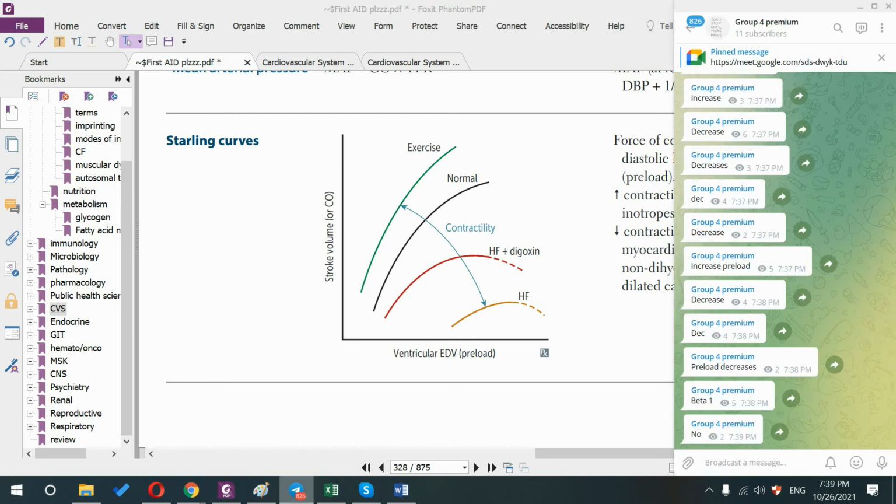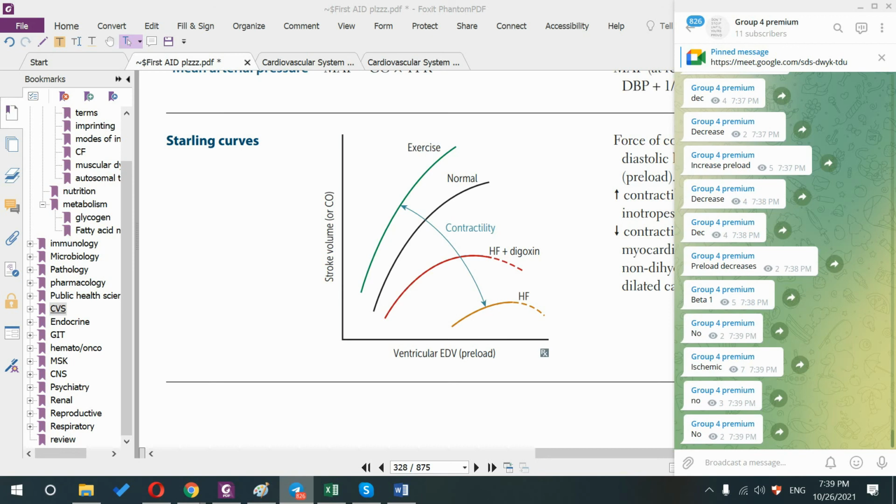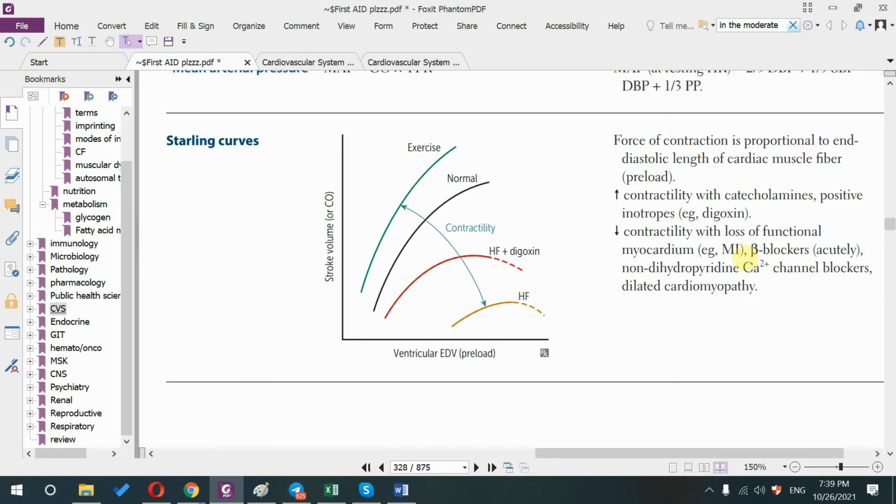No, it does not. It loses its function. Remember, one of the signs of irreversible injury is loss of function. So the tissue here loses its function during MI, so it will have less contractility. Also, beta blockers acutely will lead to a decrease in contractility. The same with the non-dihydropyridine calcium channel blockers and dilated cardiomyopathy.